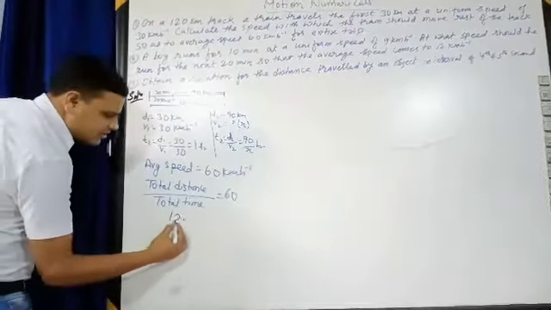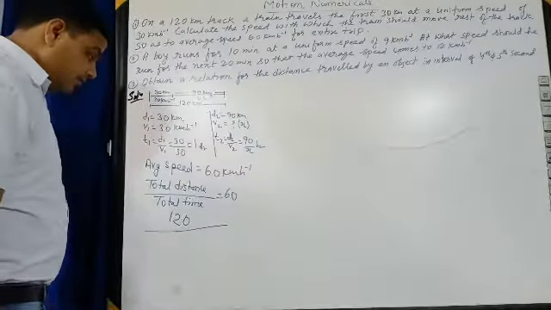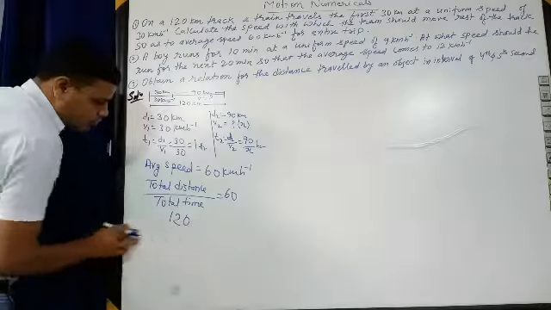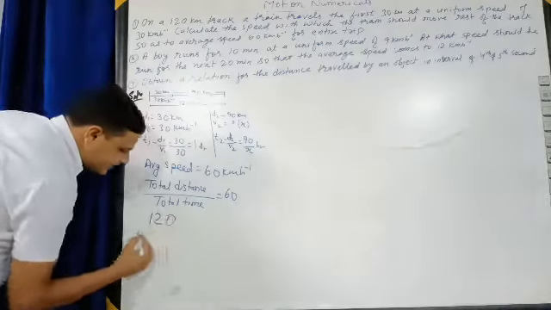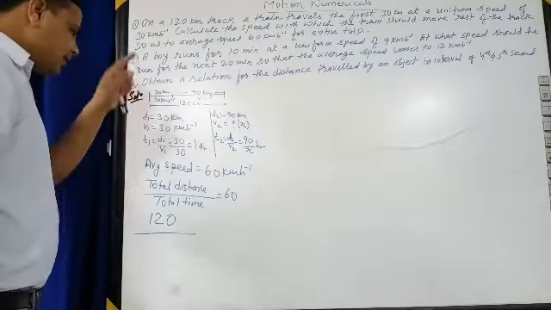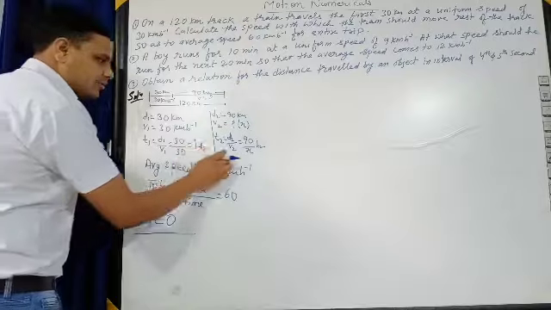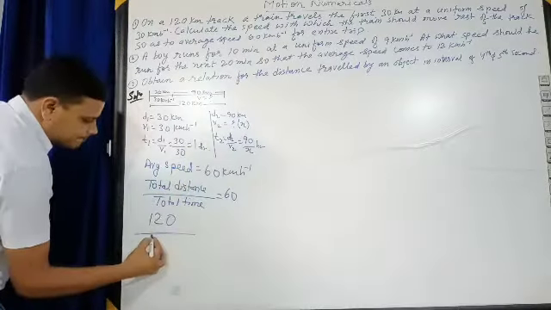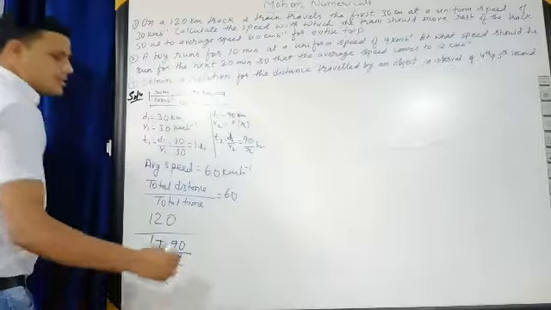Total distance is 120, divided by, what is the total time? Total time is T1 plus T2. Total time T1 plus T2, that is 1 plus 90 upon x.